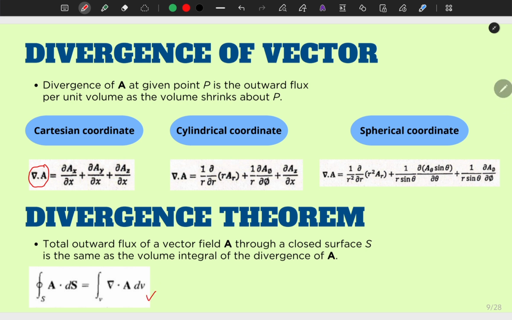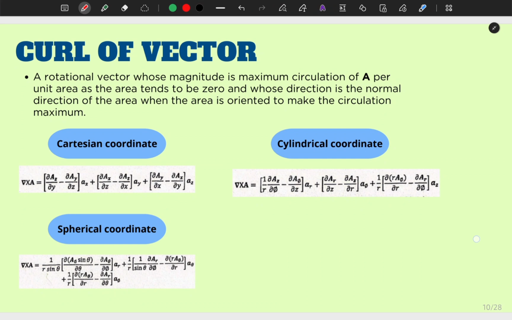the equation. Curl of vector states that a rotational vector whose magnitude is maximum circulation of A per unit area as the area tends to be 0 and whose direction is the normal direction of the area when the area is oriented to make the circulation maximum. In conclusion, curl measures the rotational tendency of a vector field. The direction of curl follows the right-hand rule, and curl of vector is important in analyzing magnetic fields and fluid motion. And as we can see below, there are equations for its Cartesian, cylindrical, and also spherical coordinate.